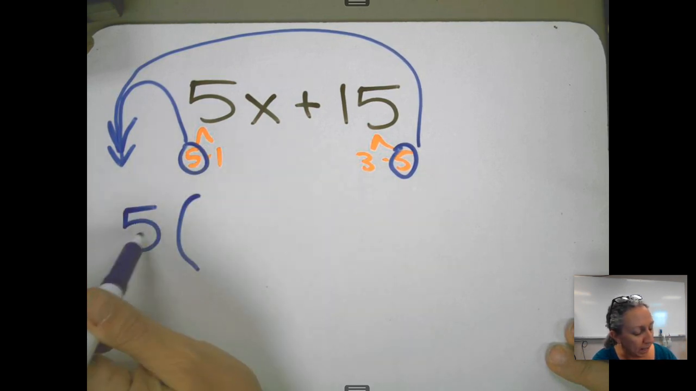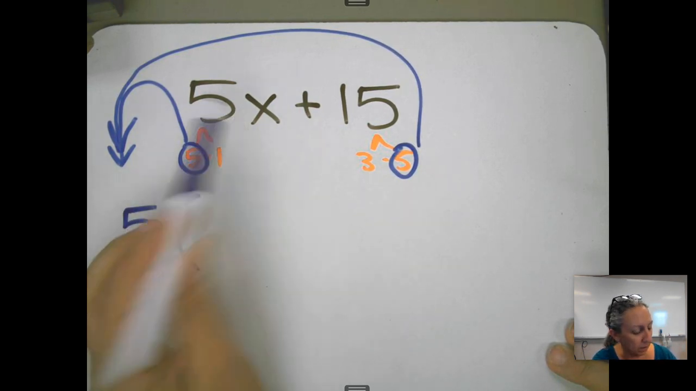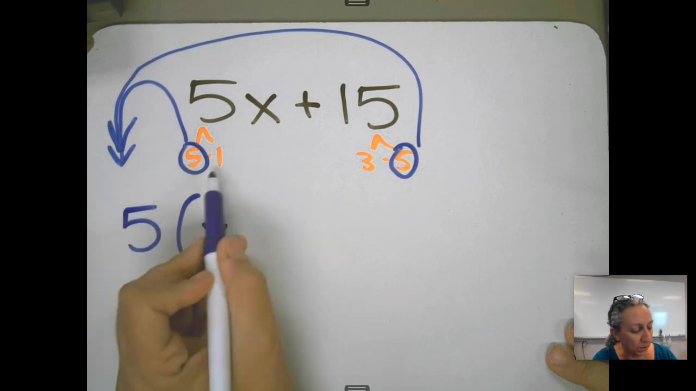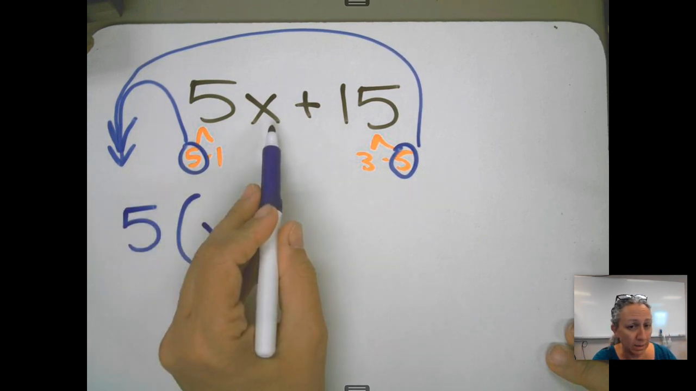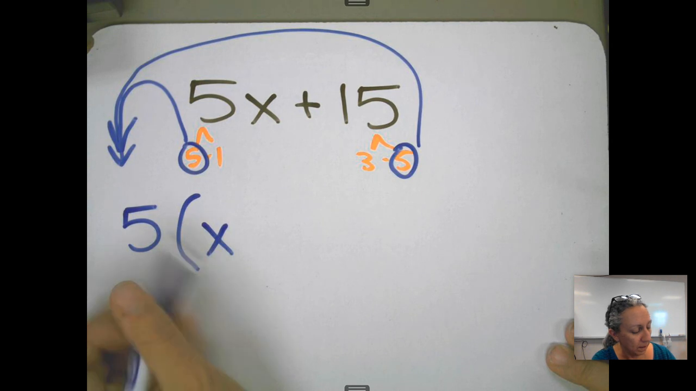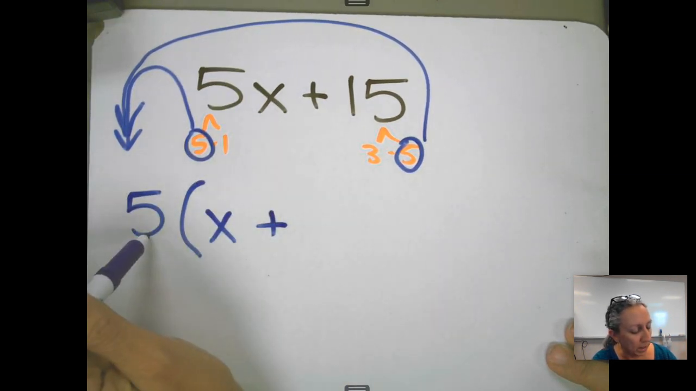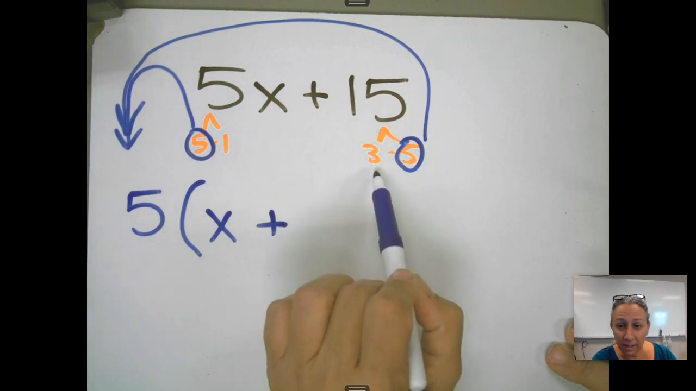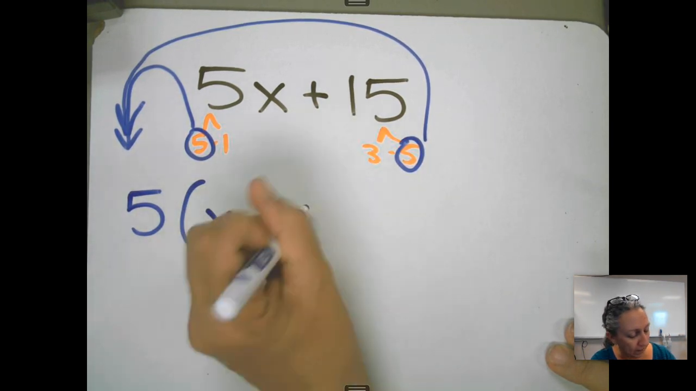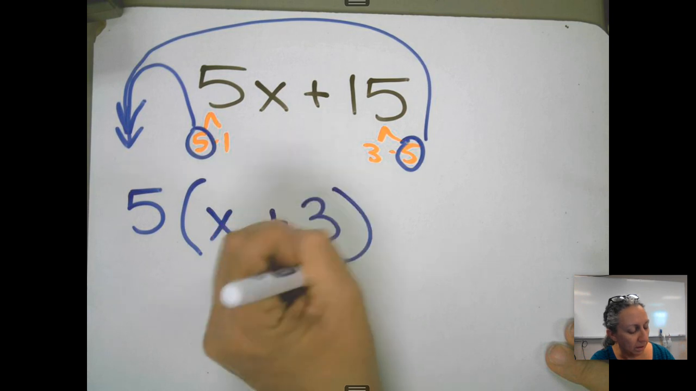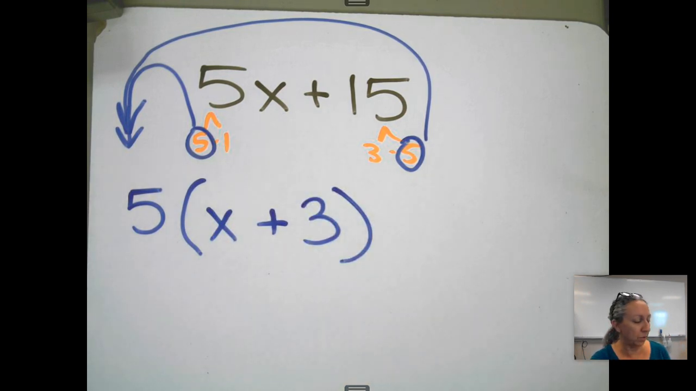So 5 times what is going to give me 5x? Well, 5 times x. What's left over is the 1. 1x is just x. And then my plus sign stays the same, comes down. 5 times what is going to give me 15? Well, I already did that. I have it right there, 3. 5 times 3 is 15. And that's how you factor, you pull it out.